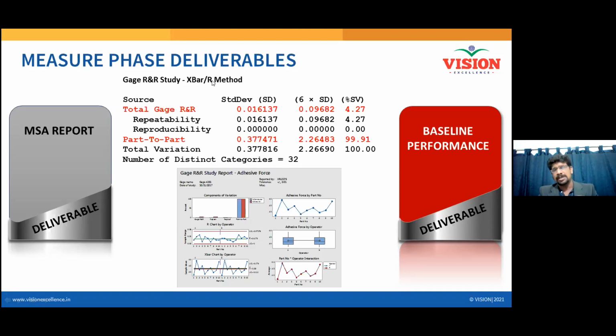So the measurement error must be less than 10%. When you check using a gauge R&R, the NDC must be more than 6. Remember these two data: less than 10%, more than 6. Then you can go ahead with a particular measurement system and measure the baseline performance, and then you can check the gap in the performance.